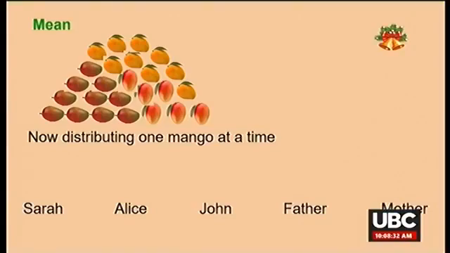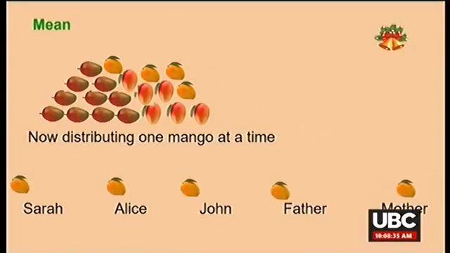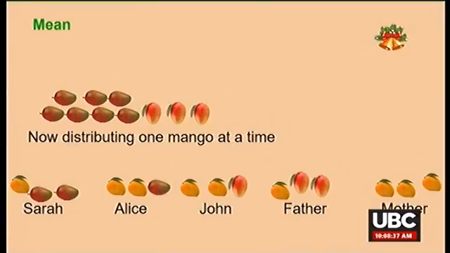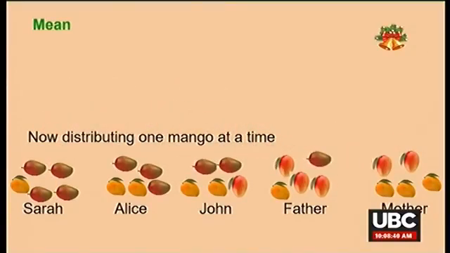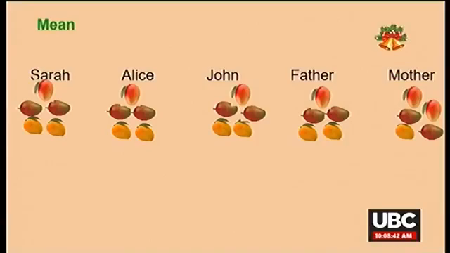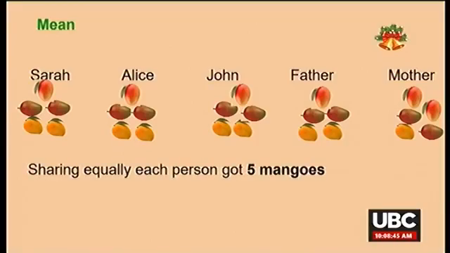Let's distribute these mangoes to these family members. We can distribute the mangoes together. So what do we see here? We have shared 5 mangoes equally among the 5 members of the family. So how did we get the 5 mangoes? We got the total number of mangoes, and we divided by the total number of members, who are 5, to get mean.